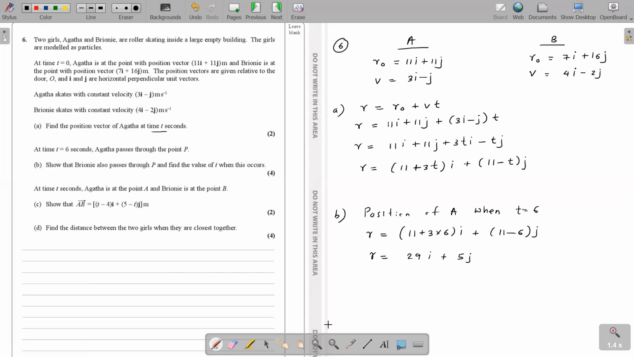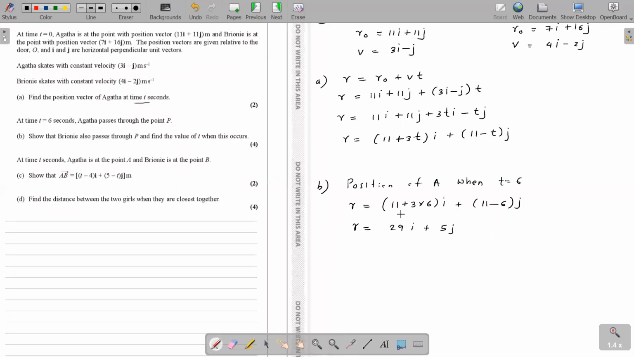Okay, and then what they want you to do is they say B is also passing through this point P, but at a different time. They are asking you to find the value of t when B passes through this point. Do you get what's happening? A passes through this point at time 6 seconds. They say B will also pass through this point, but they haven't given you a time. So you have to find the time when B passes through this point. So how do we find that?